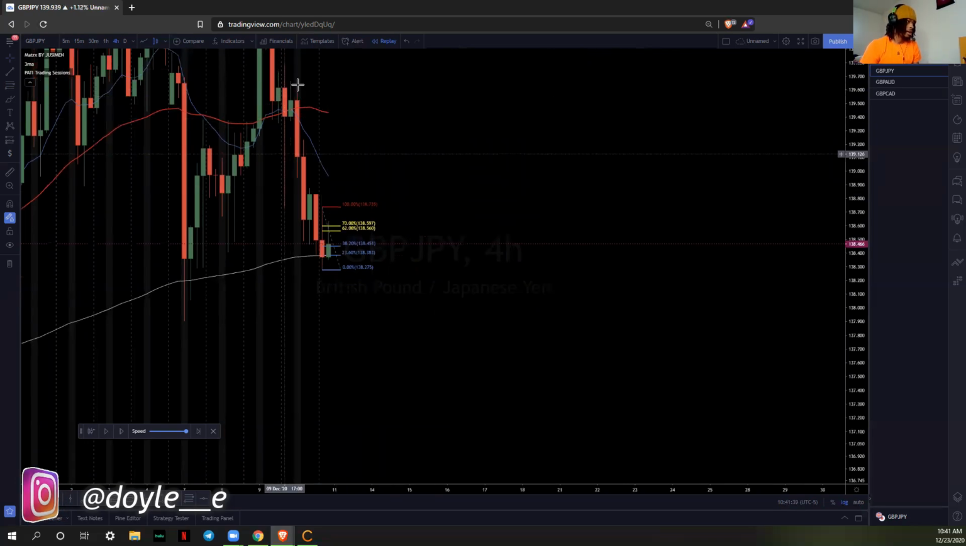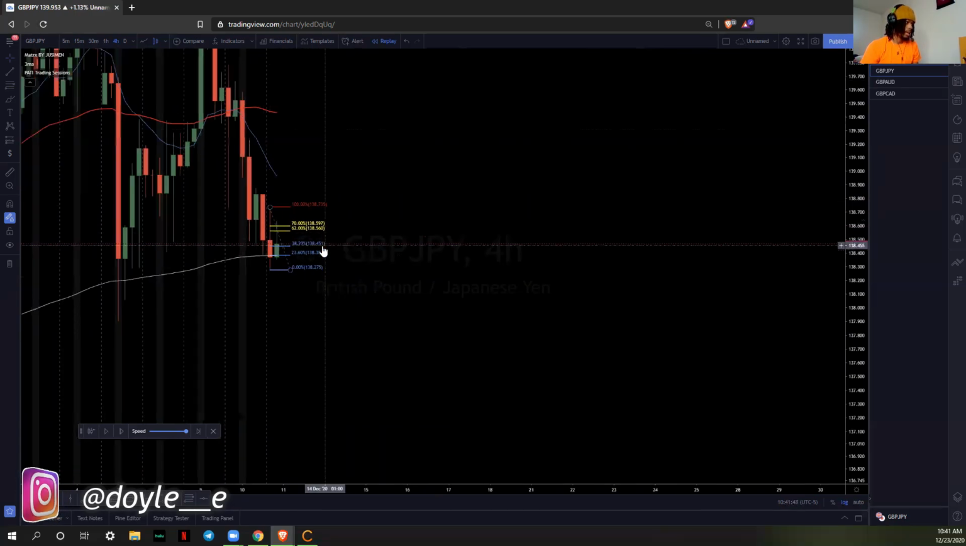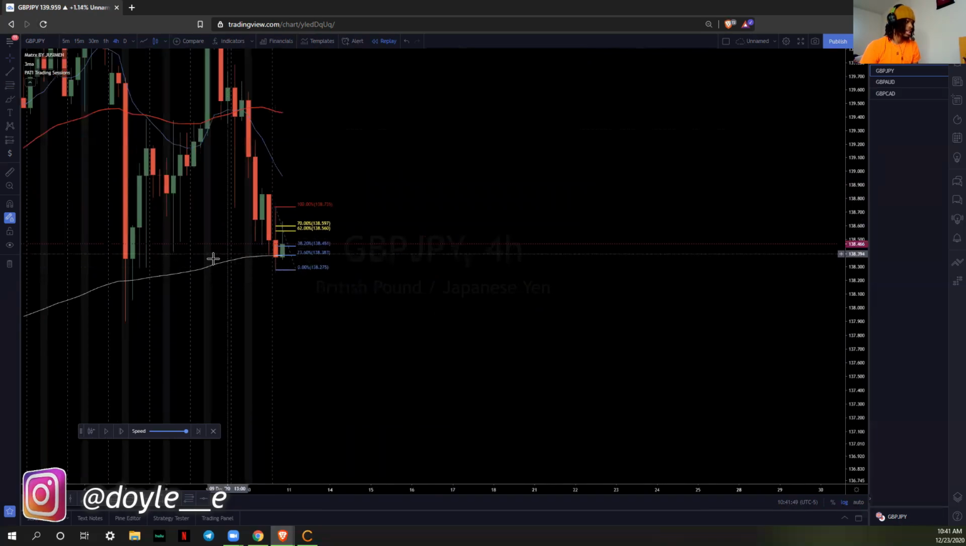We got an engulfing right here. What was this? Yeah, this is Friday. So on Thursday, we got an engulfing momentum candle, and it looked like it's bouncing off of the 200. But we don't really care too much about moving averages. You know what I'm saying? When I care about the moving averages, I care about it on the 1 hour. I don't care too much about it on the 4 hour.